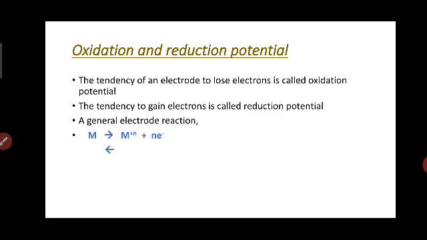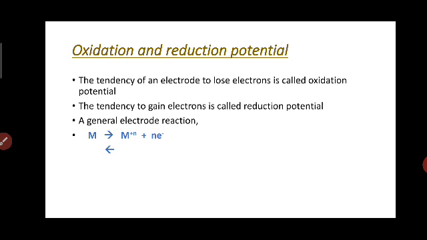Here oxidation takes place at the anode and reduction takes place at the cathode. So what is the meaning of oxidation? Losing of electrons, which means losing capacity or losing tendency. The tendency of an electrode to lose electrons is called the oxidation potential.